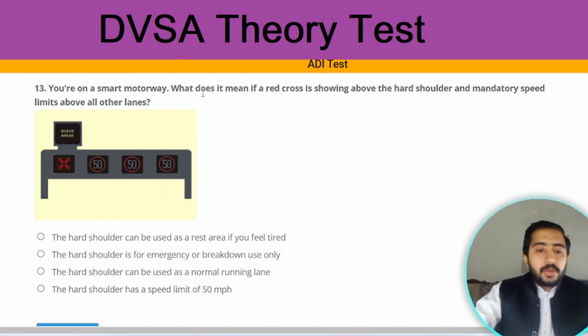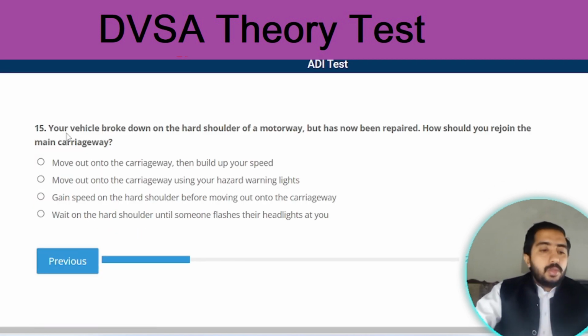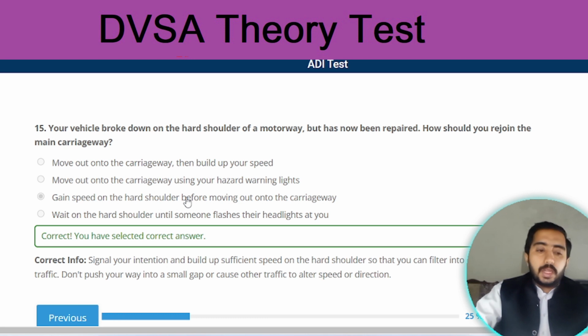Next one. Question number 13. You are on a smart motorway. What does it mean if the red cross is showing above the hard shoulder and a mandatory speed limit above all other lanes? The correct option is the hard shoulder is for emergency or breakdown use only. Next one. Your vehicle broke down on the hard shoulder of a motorway but has now been repaired. How should you rejoin the main carriageway? You can rejoin the main carriageway by gaining speed on the hard shoulder before moving out into the carriageway.